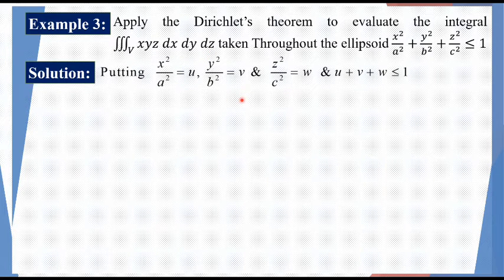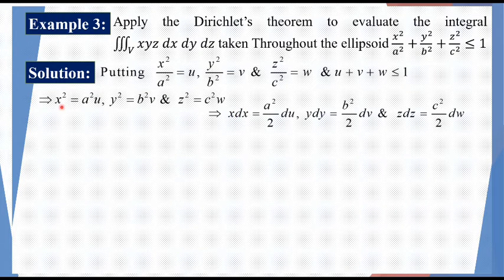So for this we have to find the value of x, y, z and dx, dy, dz. So we can rewrite it as x square is equal to a square u, y square is equal to b square v, and z square is equal to c square w. So on differentiating we get 2x dx equals 2a square du, or x dx is equal to a square by 2 du. Similarly y dy is equal to b square by 2 dv, and z dz is equal to c square by 2 dw.